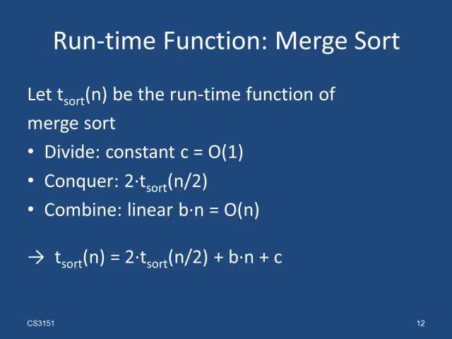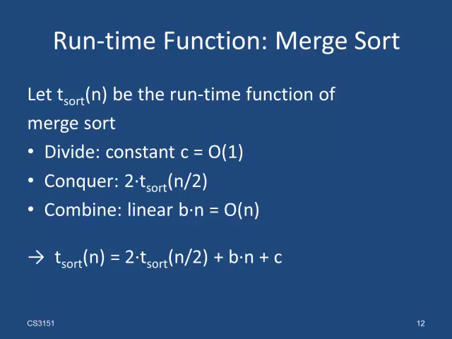Finally, the combined step is linear, so the number of steps is some constant, say b times n. So the recurrence relation for tsort of n is equal to 2 times tsort of n over 2 plus bn plus c for some constants b and c. Now this does not yet correctly specify the function tsort because we omitted the base case of the recursive definition. We will also simplify the function a little bit.